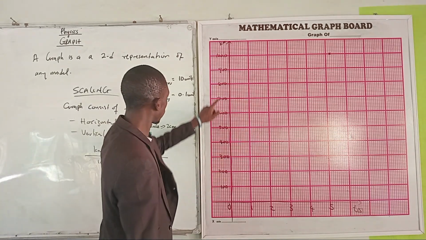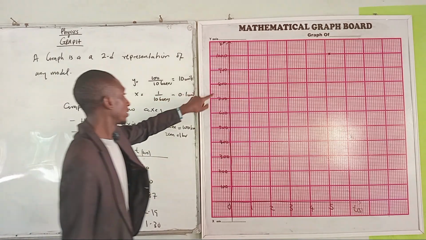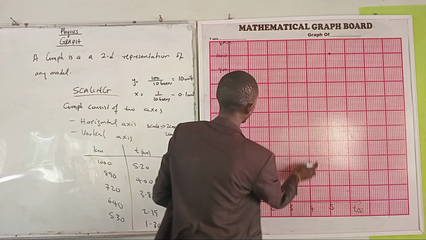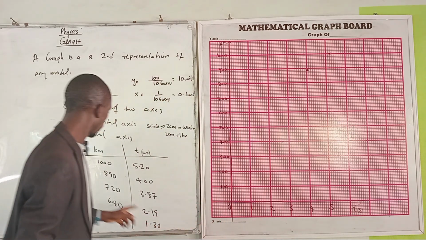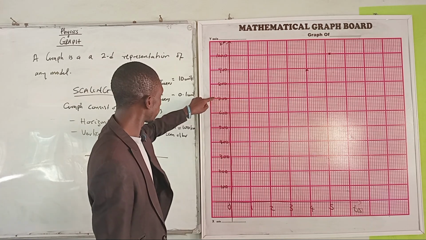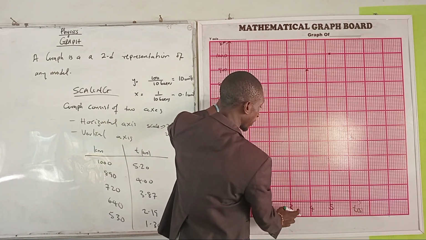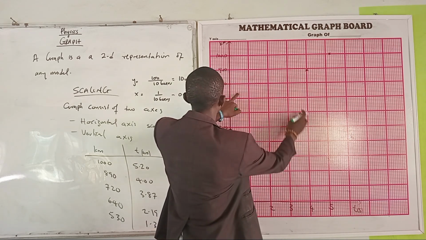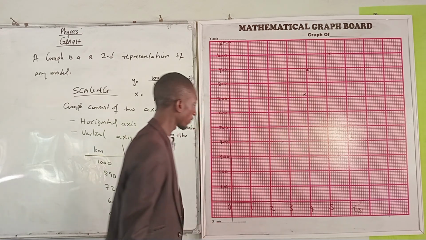So 800, 810, 820, because we said that each unit is 10. So 800, 810, 820, up till 890 against 4.0. Good. Next, 720 against 3.87. 700, 710, 720 against 3.9. Since we don't have 87, 3.9 is here. This is 3.1, 3.2, 3.3, 3.4, up to 3.9. So 720 against 3.9.